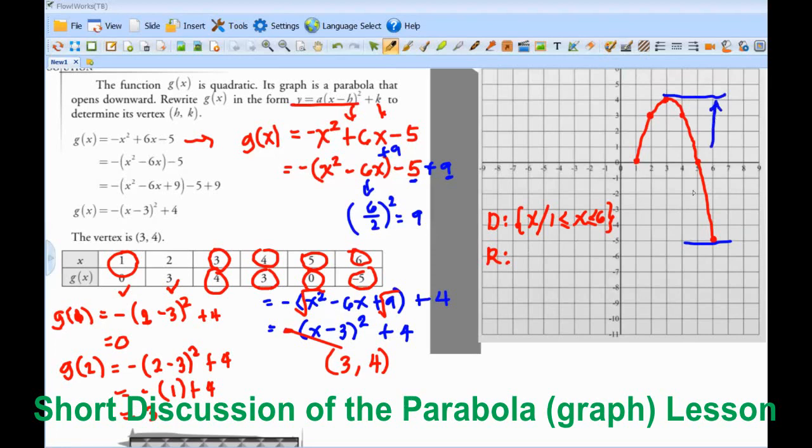So what are the numbers in y that are the range of this graph? The range is the set of y such that negative 5 is less than or equal to y, less than or equal to, what's the top? 4. Yes, very good. That's how we graph it.